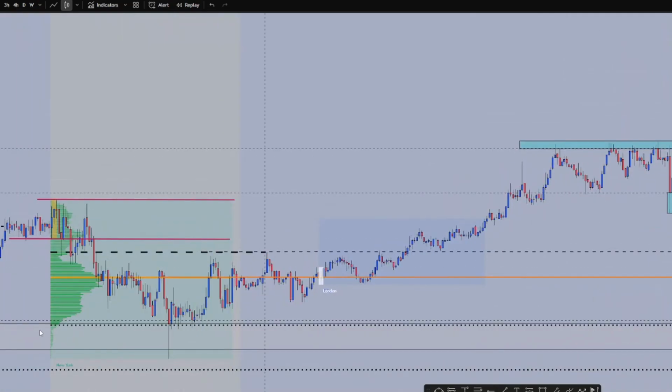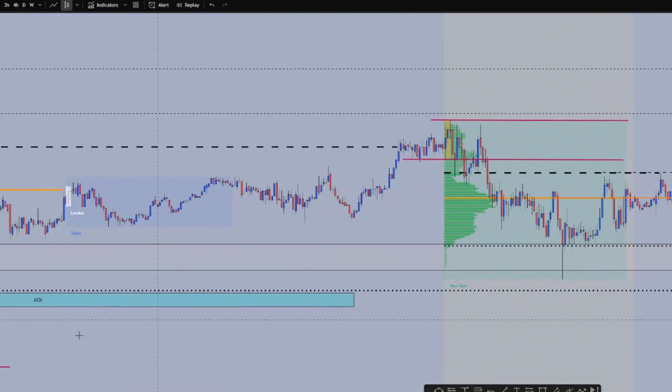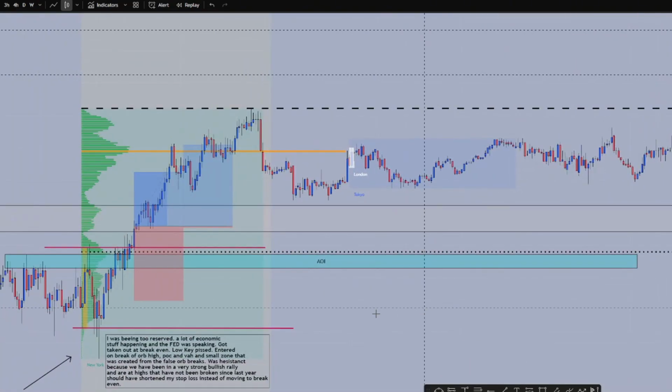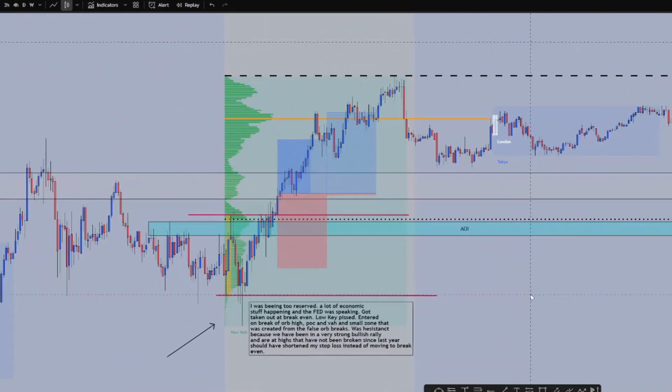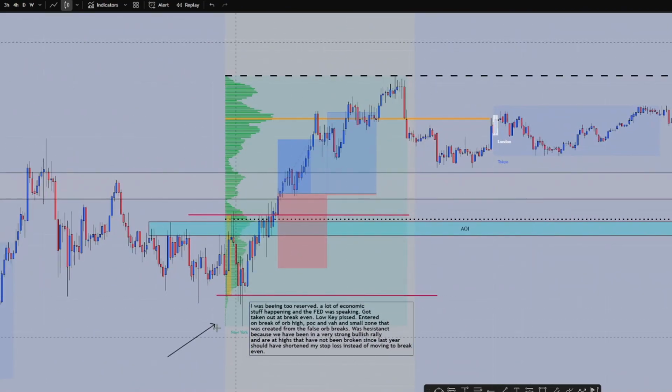Another thing with this day here, bro. I think another reason why this day kind of pissed me off is because for one of my Apex accounts, I was only like $600 away from passing it, and I would have passed it with this trade.